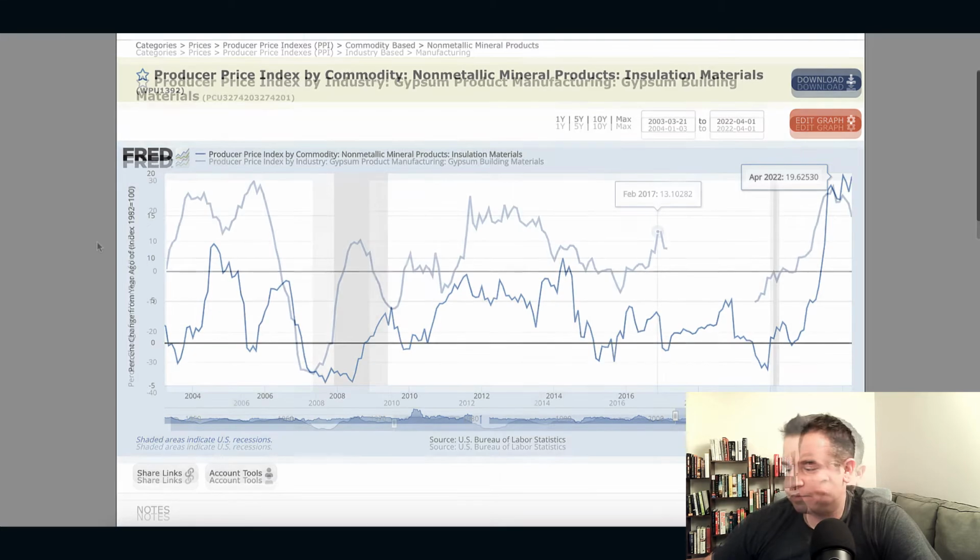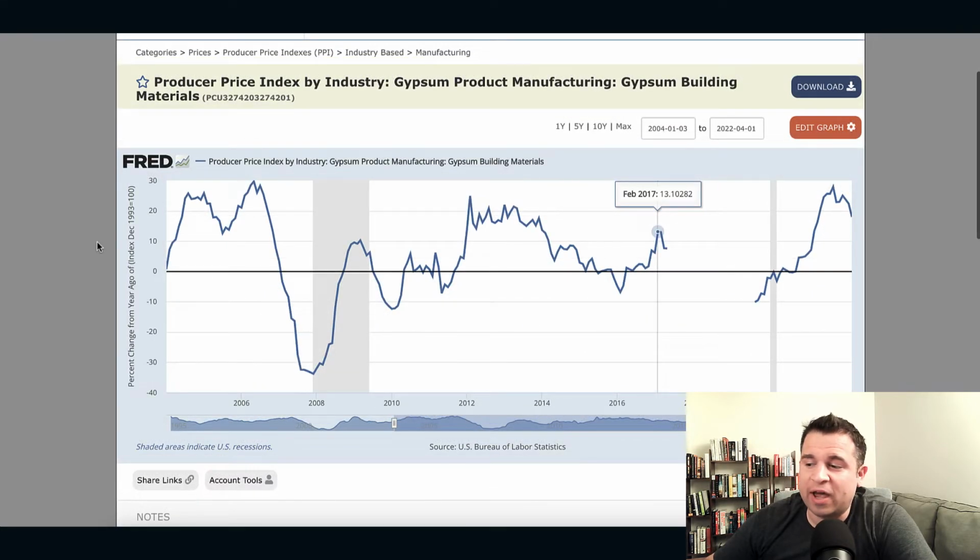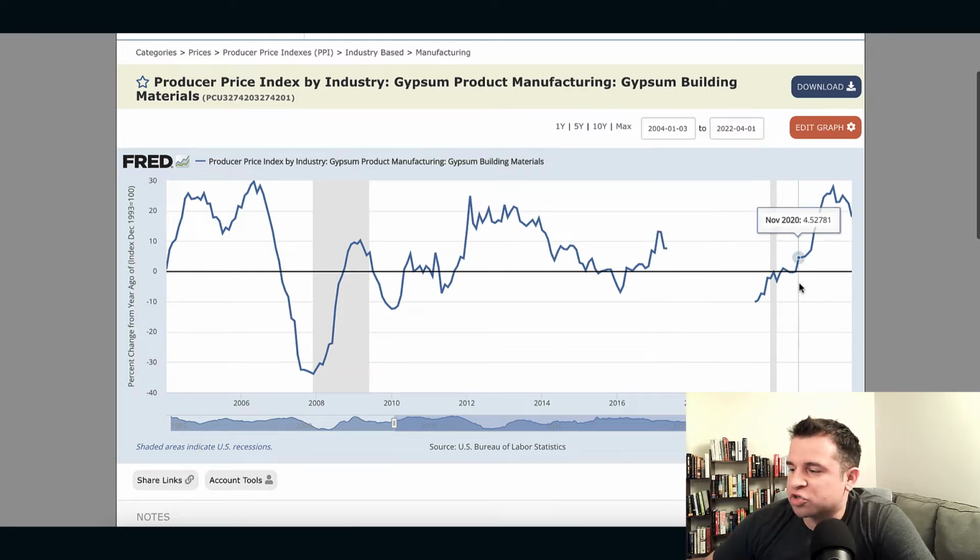This next chart is the exact same layout, but this is for gypsum, basically your plasters and drywalls. What's interesting is the actual peak here is October 2021 at 27.9%, which is pretty crazy. It has been falling though, steadily, almost month over month. Right now we're sitting at roughly 17, basically 18%, in last April 2022's print.